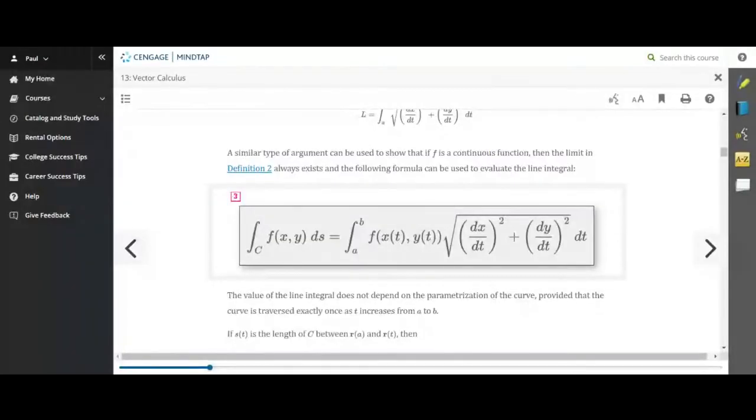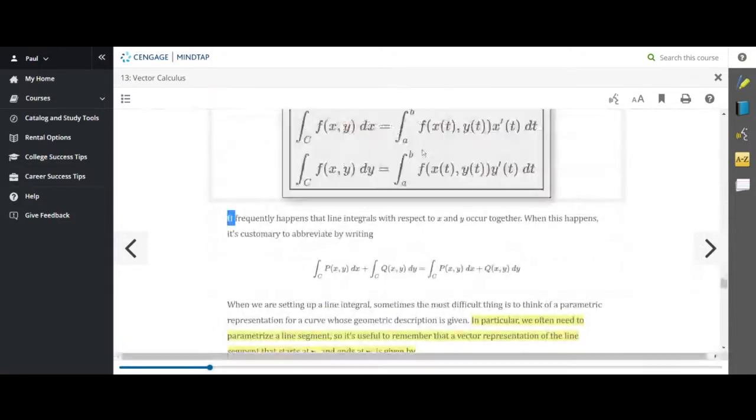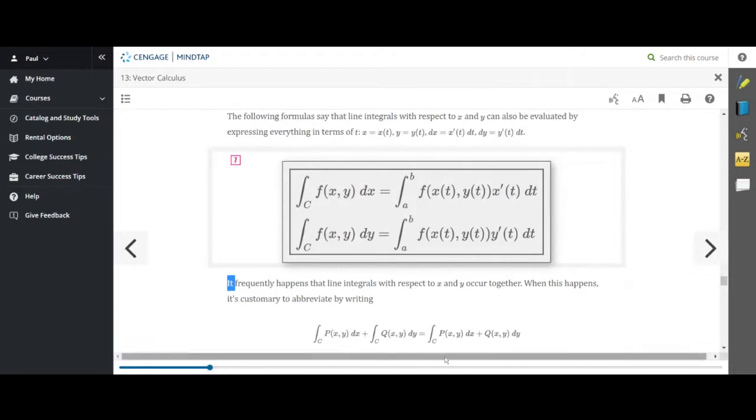this was the line integral with respect to arc length, with respect to ds, and that full formula there is the line integral with respect to arc length. But then the line integral with respect to x would be that top formula there in formula 7. And obviously the line integral with respect to y would be the second formula. Are we okay with those formulas? Are we all right with those?